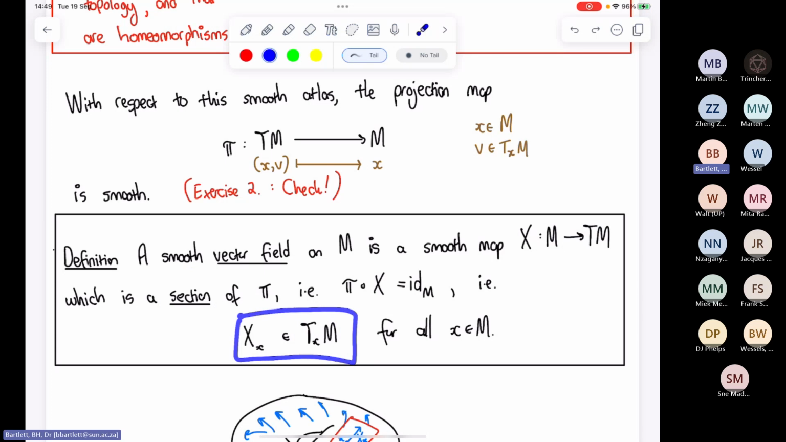Okay? And now I'm telling you what it means to be a smooth section, because I'm saying that that collection of vectors, when thought of as a map from M into TM, must be a smooth map. Okay.